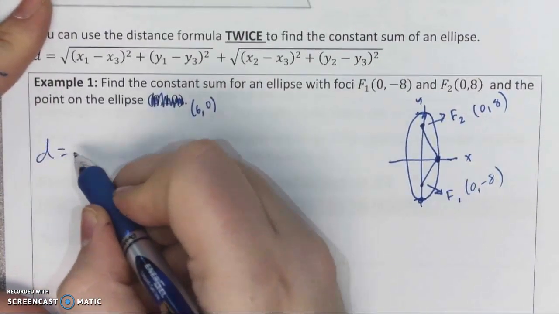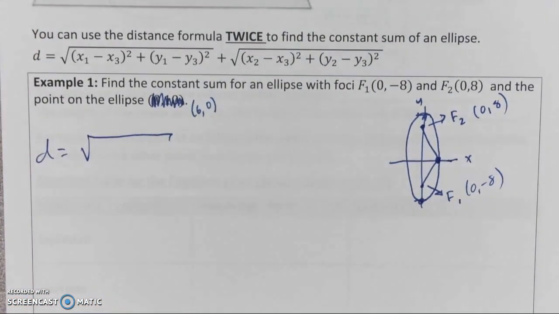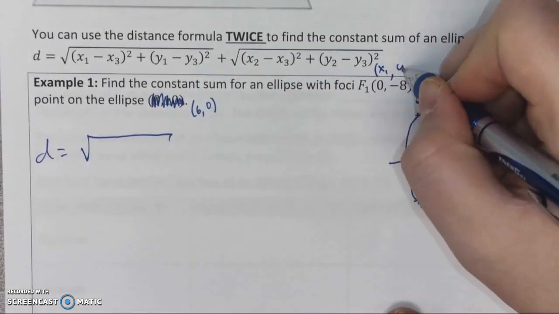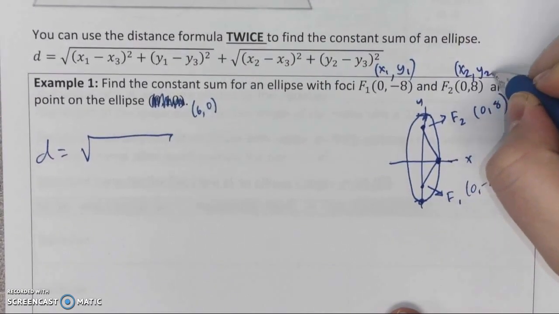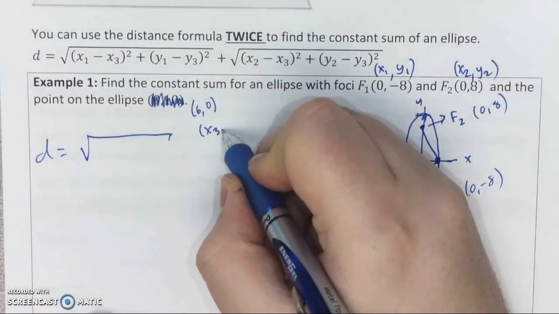So D equals the square root of x1 minus x3 squared plus y1 minus y3 squared. In order to plug in, we need to know what x1 and x3 are. So we're going to label these points. We'll start with focus 1: this will be x1, y1. Focus 2 will be x2, y2. And your point on the ellipse will always be x3, y3.